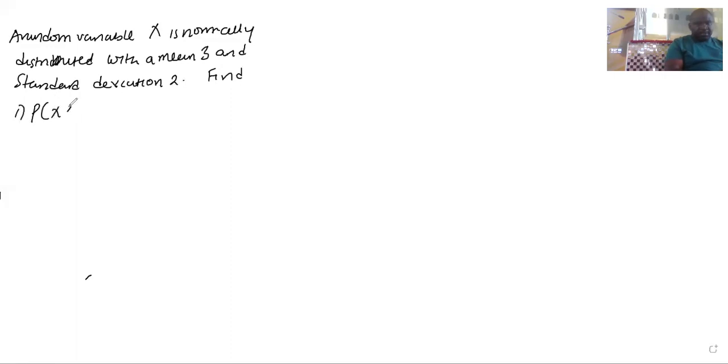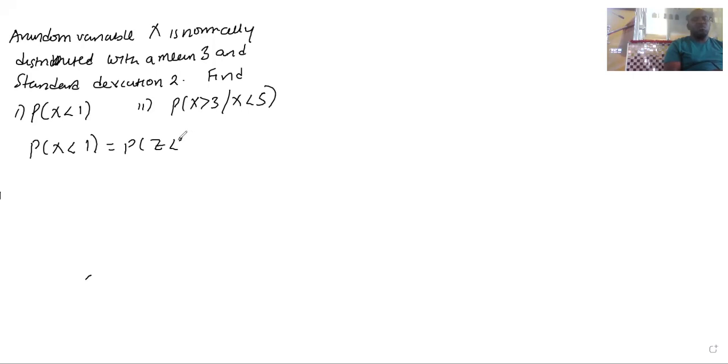Fine. One, probability of X is less than 1. Two, probability of X is greater than 3, given that X is less than 5. Okay. So with this distribution 1, we have to standardize. So probability of X less than 1 is the same as probability of Z less than X, which is 1 minus the mean, which is 3, out of standard deviation, which is 2. Z is equal to X minus mu out of sigma. This is called standardization or standardizing. So therefore, this will give me probability of Z is less than negative 1.